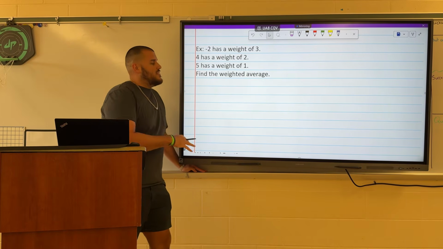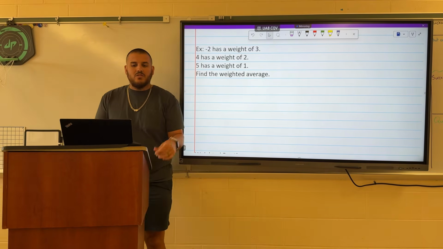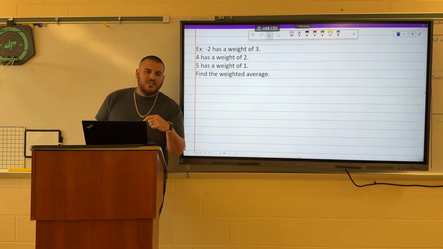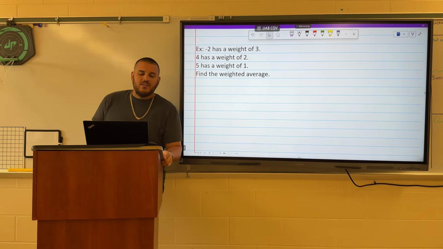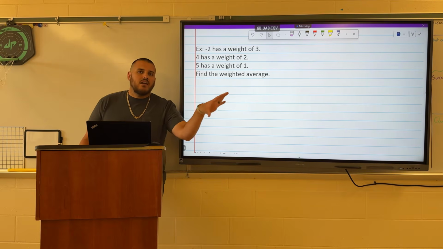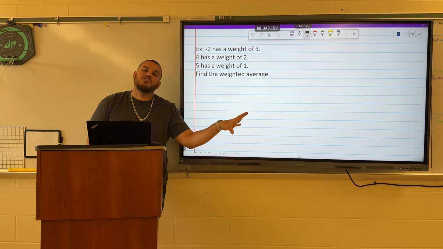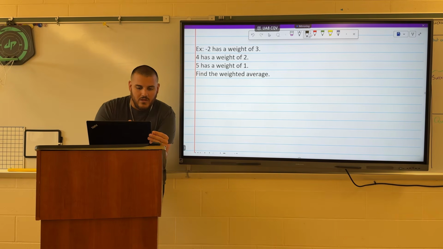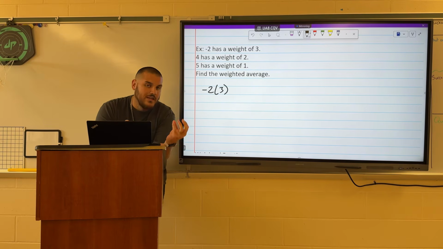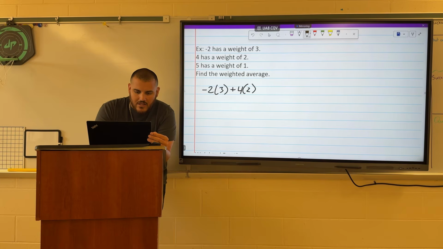So let's do another practice example of that and make sure we have it down here. So -2 has a weight of 3, 4 has a weight of 2, 5 has a weight of 1. We're going to find our weighted average from these values by, again, just doing the calculation I showed you in our last example. But we can get straight to that calculation part now that we know the individual components. So taking each value and multiplying it by its weight. So -2 has a weight of 3, so I'm doing -2 times 3. And I need the sum of all those values times their weight. So plus 4 times its weight of 2 plus 5 times its weight of 1.